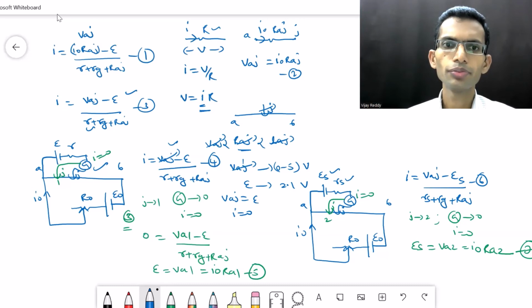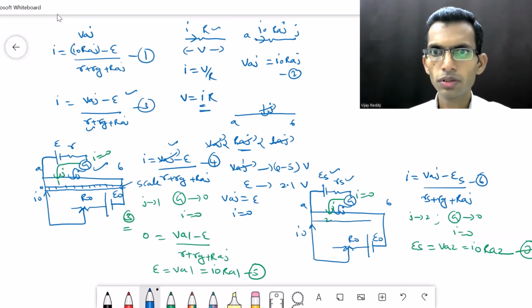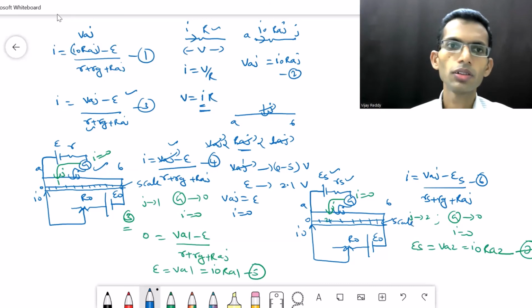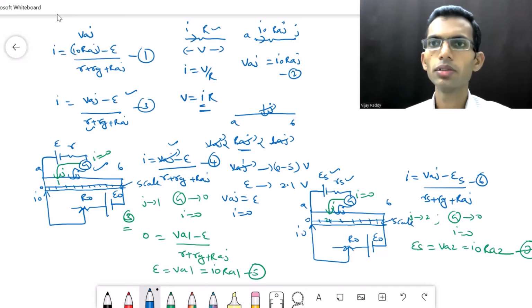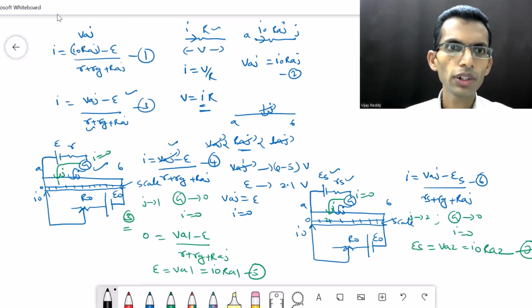One more thing: in the potentiometer, a scale is kept below the wire AB. It looks like this. Divisions are also marked on the scale. The scale is there to measure the length of the wire between the junction and the moving contact position for which the galvanometer shows 0 deflection.